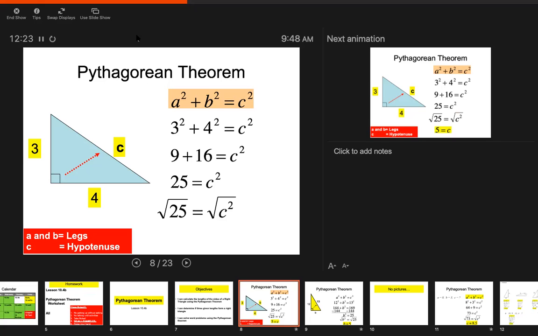36 and 49. What's the square root of 36? 6. Is it closer to 49 or 36? 49. Is it close or really close? Really close. So it's really close to 7. What's your guess? 7. You went above 7. It's between 6 and 7.